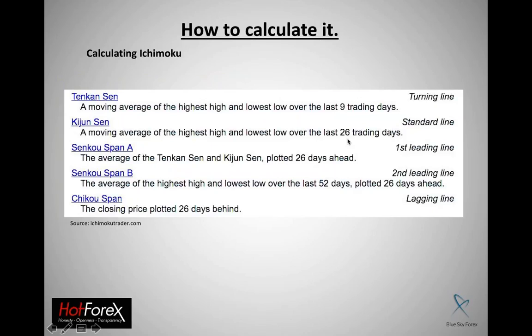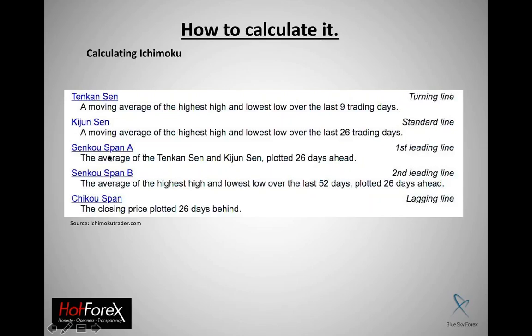In this example, we're using days, but in your trading case, unless you're a duration trader, which you're probably not, you're probably a scalper, or you're probably a day trader, you're going to be using hourly charts. So 9 hours previous, 26 hours previous, look back for the Tenkan and the Kijun.